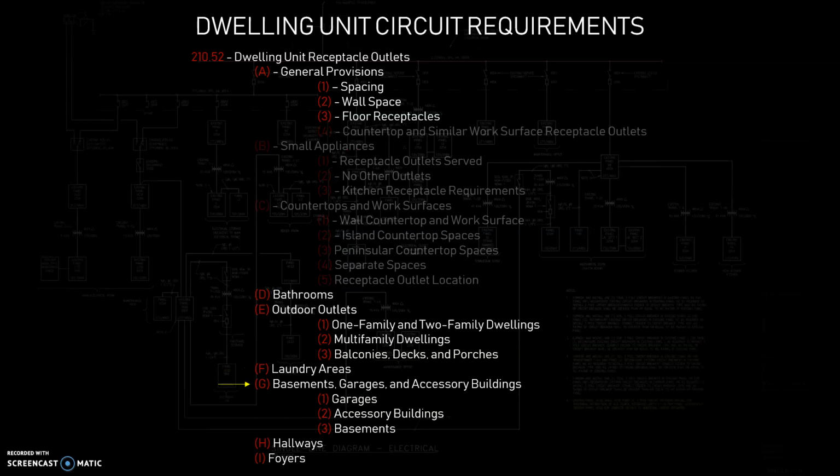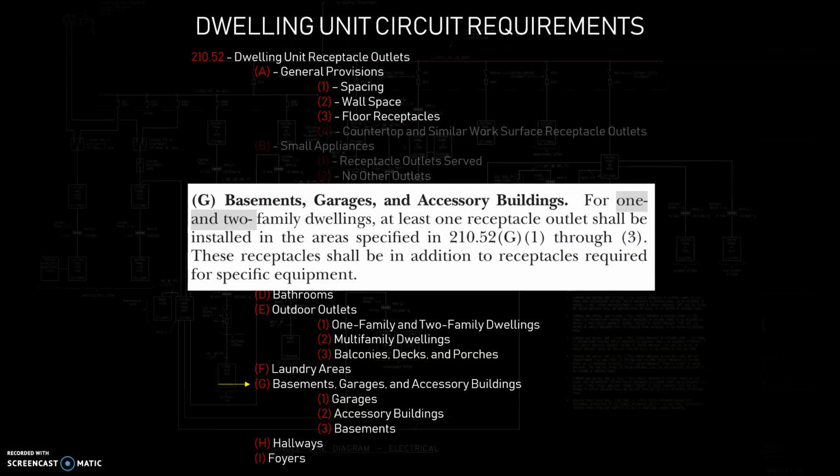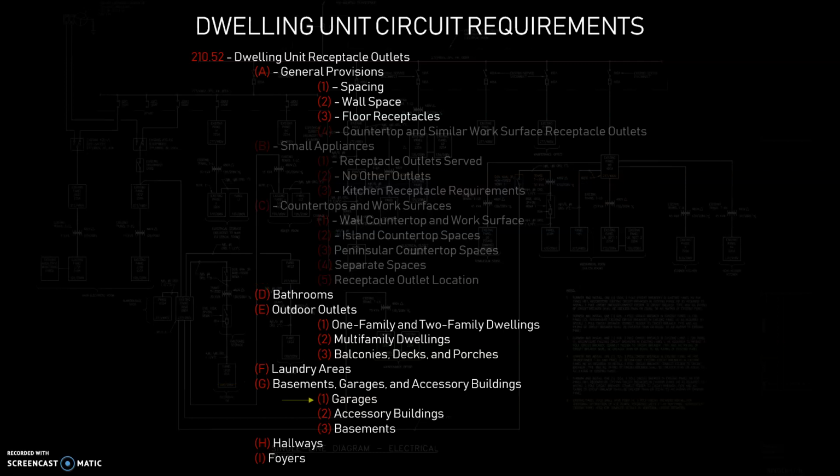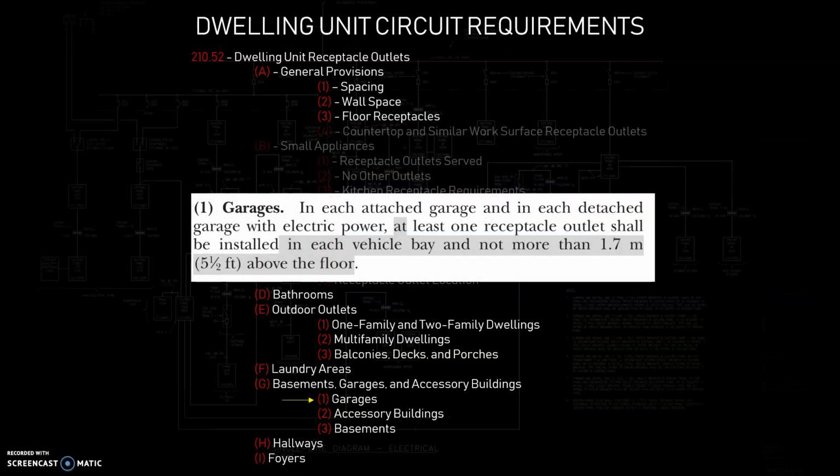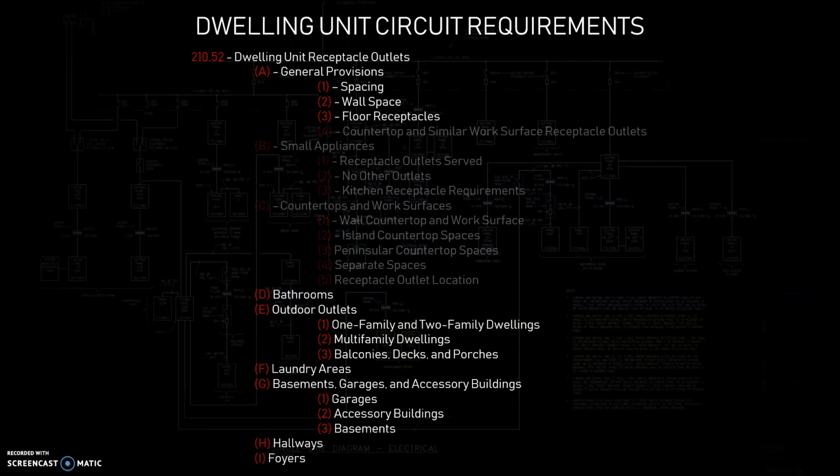So down to basements, garages, and accessory buildings. For one and two family dwellings, at least one receptacle outlet shall be installed in these following areas. So 1, 2, and 3 here. Garages: in an attached garage and in each detached garage with power, at least one receptacle outlet shall be installed in each vehicle bay and not more than 5.5 feet above the floor. So basically, attached or detached, if there's power to it, it doesn't matter. We treat them the same. We need one receptacle in each vehicle bay. It could be a detached garage without power, in which case, again, you don't have to do anything.